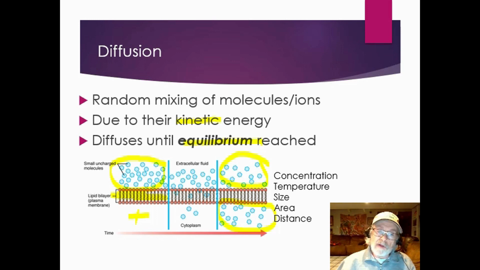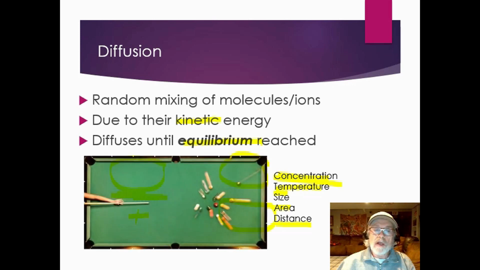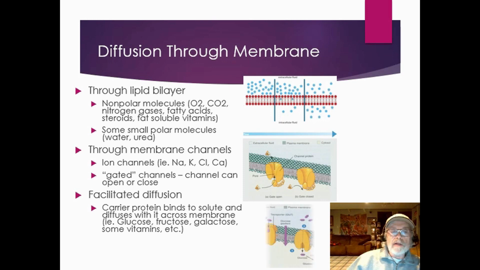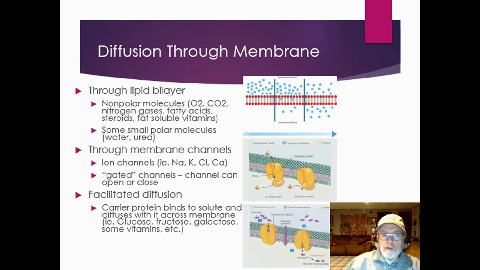And what are those factors? Concentration gradient, the temperature of what's going on here, the size of the particle, the area across which it could diffuse, as well as the distance, okay? And basically that's what we see with diffusion, this random mixing. So like a pool, boom, those balls are going to go until they stop in motion, and they just randomly mix throughout the table.